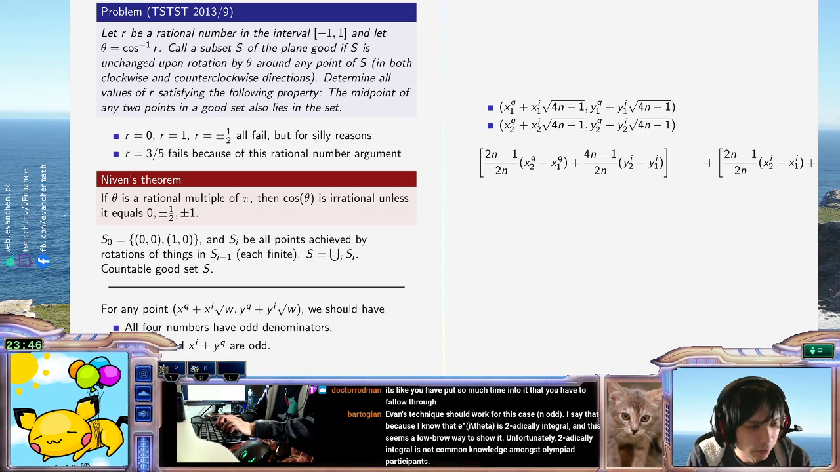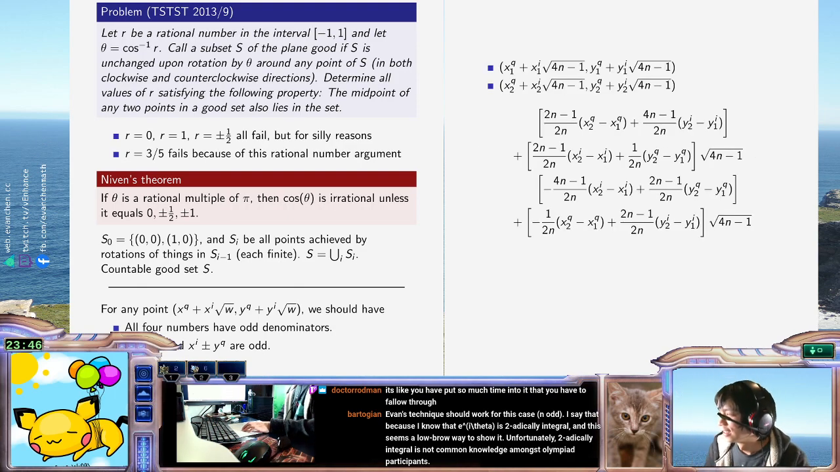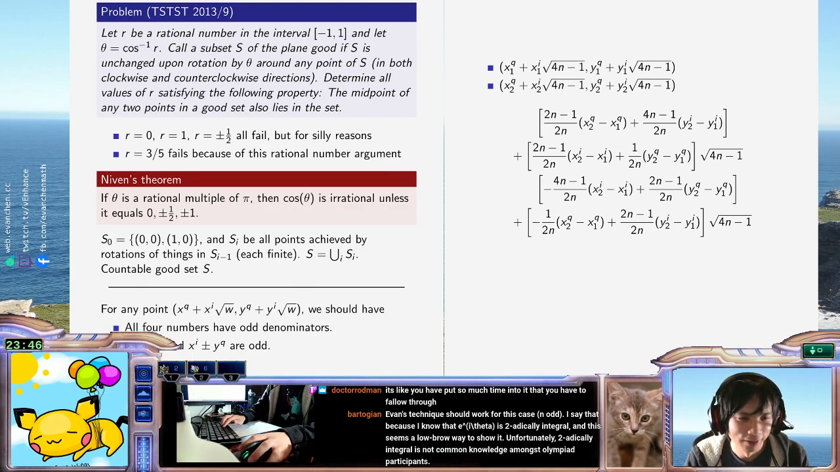Too adequately integral. Okay, thanks for confirming my thoughts. Alright, cool. I don't know what that word means, but it sounds big.